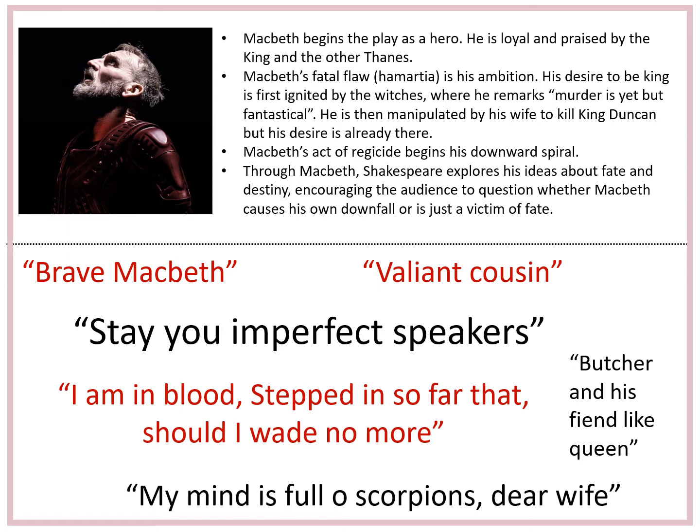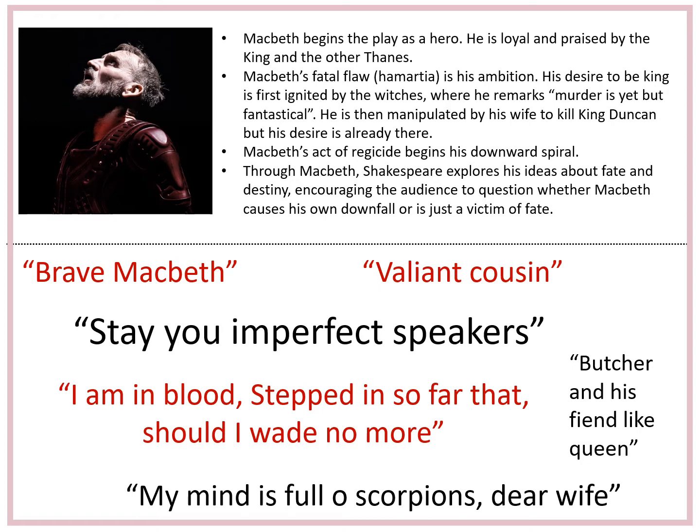Macbeth's act of regicide begins his downward spiral, since once he becomes king, he is forced to kill and murder to protect his throne. He says that he is "in blood stepped in so far that, should I wade no more". This shows us how Macbeth understands that he can't stop his bloody reign. This is because the only way he feels he can keep power is to kill those that are a threat to him. Through Macbeth, Shakespeare explores his ideas about fate and destiny, encouraging the audience to question whether Macbeth causes his own downfall or is just a victim of fate.